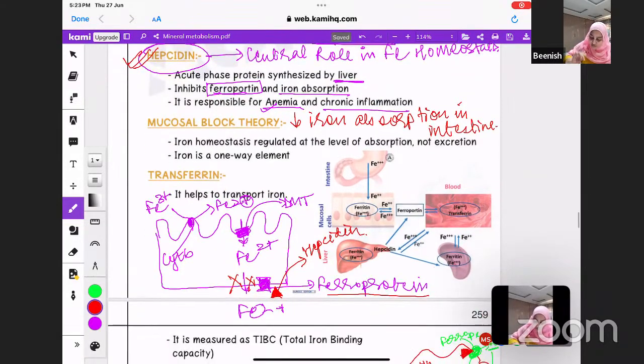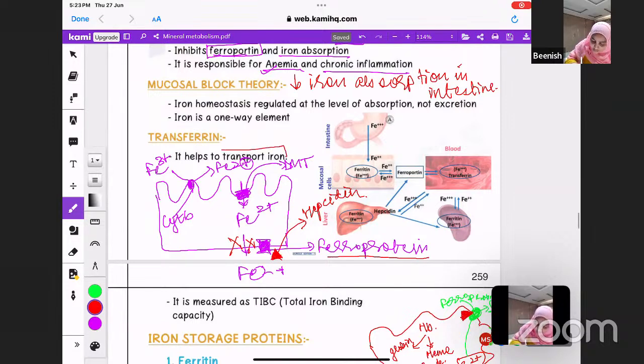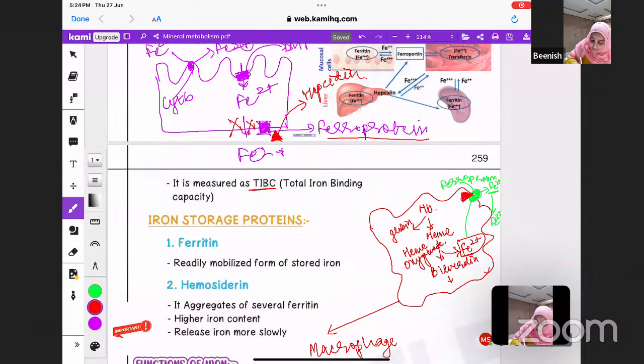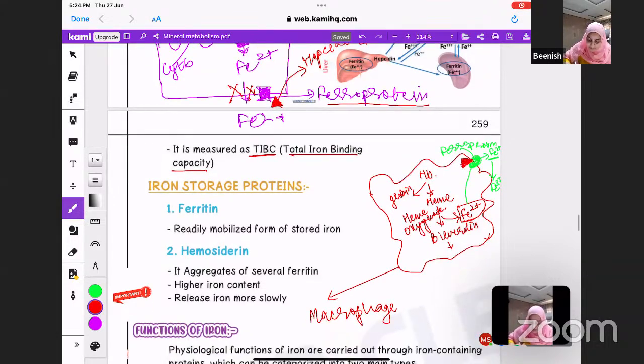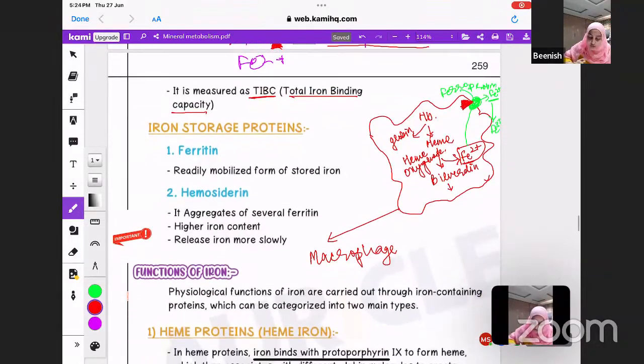Now moving on to transferrin. Transferrin, we've already discussed, is the transport form of iron. It is measured as TIBC, that is, total iron binding capacity. Now moving on to the storage forms of iron. Ferritin is the readily mobilized form of stored iron. So the excess iron, more than what the body needs, is stored in the form of ferritin. Hemosiderin is an aggregate of several ferritins, with higher iron content, and releases iron more slowly.